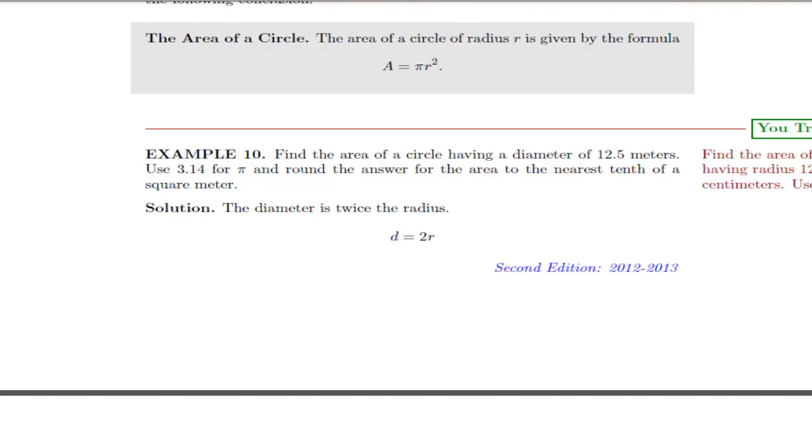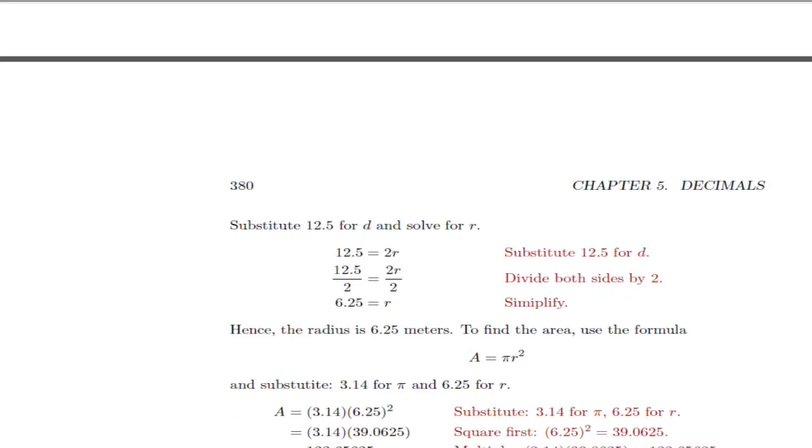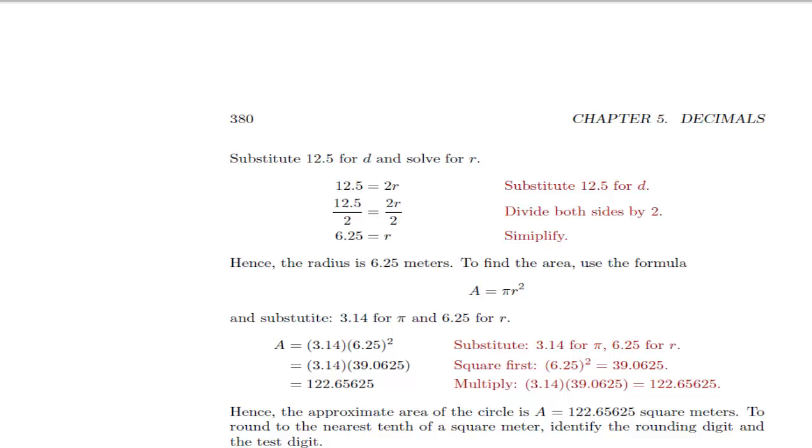Example 10. Find the area of a circle having a diameter of 12.5 meters. Use 3.14 for pi. Round the answer for the area to the nearest tenth of a square meter. Solution. The diameter is twice the radius. d = 2r. Substitute 12.5 for d and solve for r. So r = 12.5 divided by 2, which is 6.25. Hence, the radius is 6.25 meters.